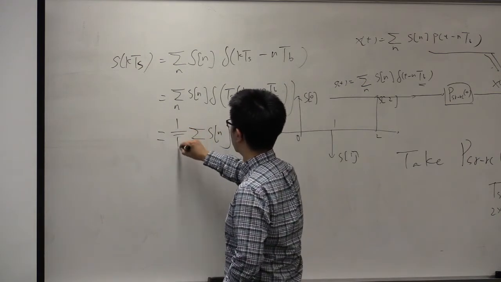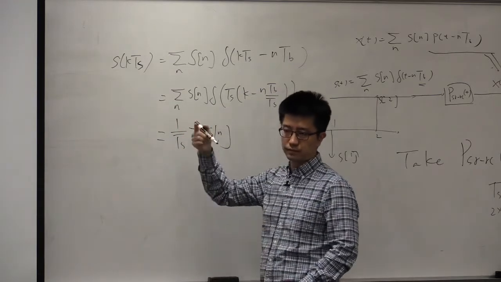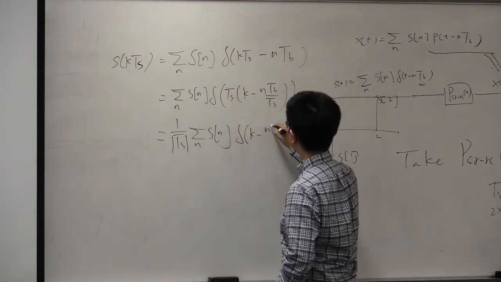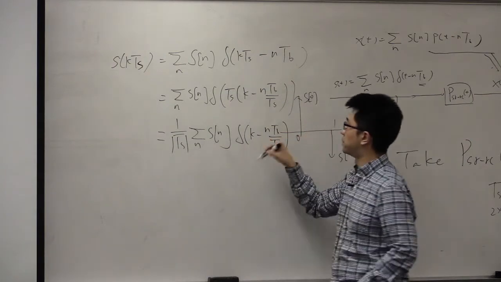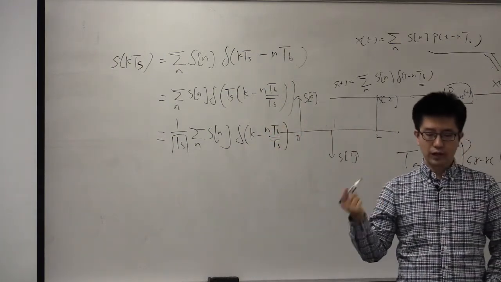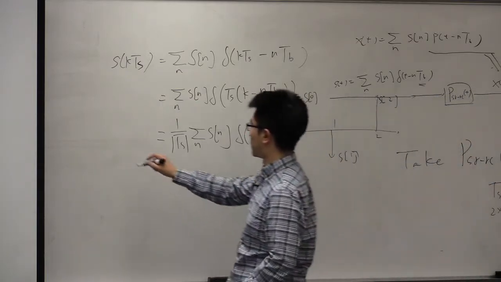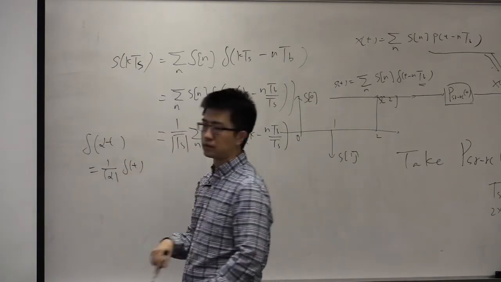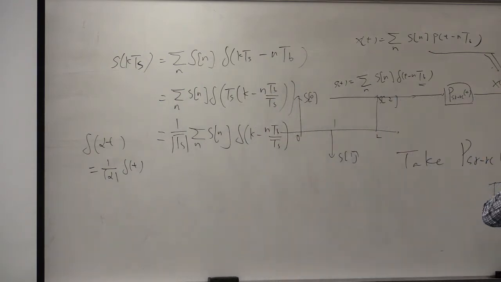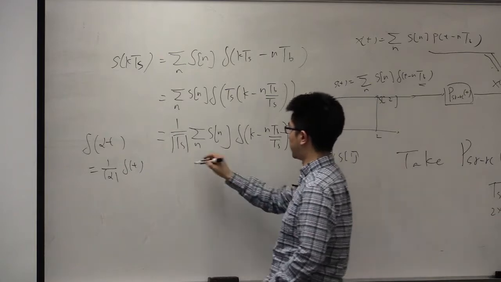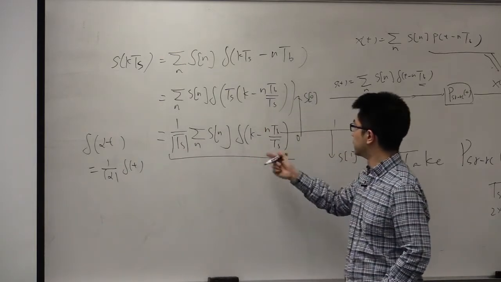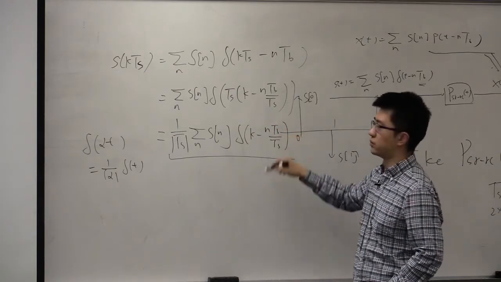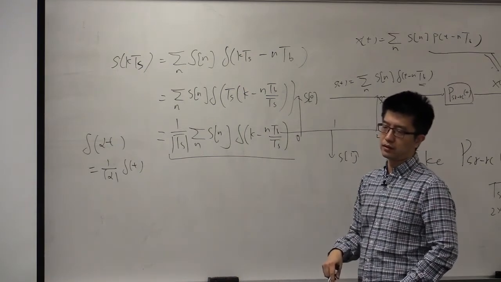Right, we can take the TS out. It should be 1 over the absolute value of TS, but TS is positive, so the absolute value doesn't matter here. Now we have K minus nTB over TS. This is just a property of the Dirac delta function, if you still remember: delta of alpha t equals 1 over the absolute value of alpha times delta of t. So if we write it this way, our life is much easier. We denote this as a discrete time version of the delta function.